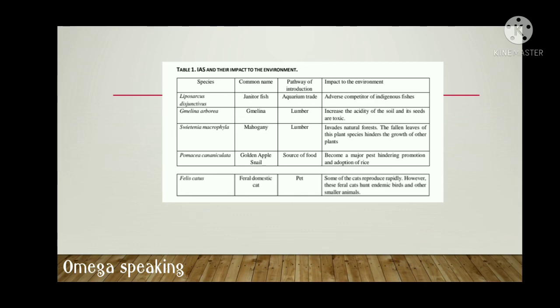Species: Gmelina arborea. Common name: Gmelina. Pathway of introduction: lumber. Impact to the environment: increases the acidity of the soil and its seeds are toxic.